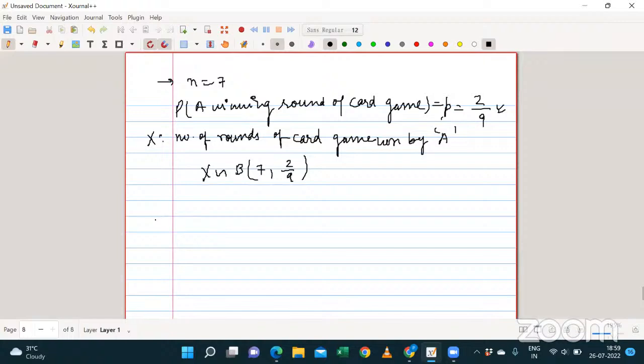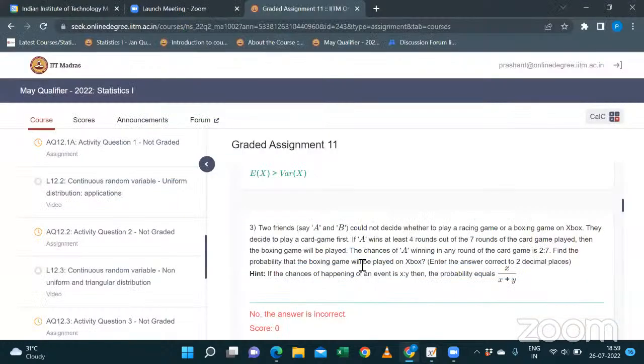Right? So the question is the probability of X greater than or equal to 4, because the boxing game will be played only when A wins at least 4 rounds out of the 7 rounds. So for the boxing game to be played, you have to find the probability that X is greater than or equal to 4.